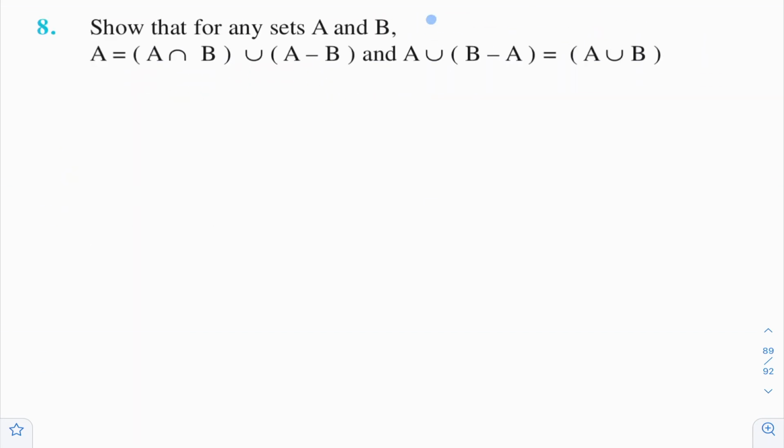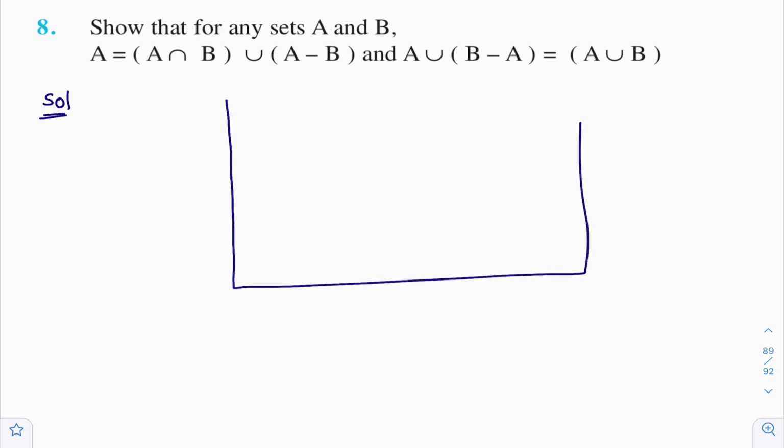Now we will move to the next problem. You observe this question. What are they asking in this question? Show that for any sets A and B, (A intersection B) union (A minus B) equals A, and A union (B minus A) equals A union B. I don't want to confuse you by taking an element x in this set and showing that x belongs to this set. I don't want to do it like that. This problem is very easy if you do it with the help of a Venn diagram. I'll try to do this problem with the help of a Venn diagram.